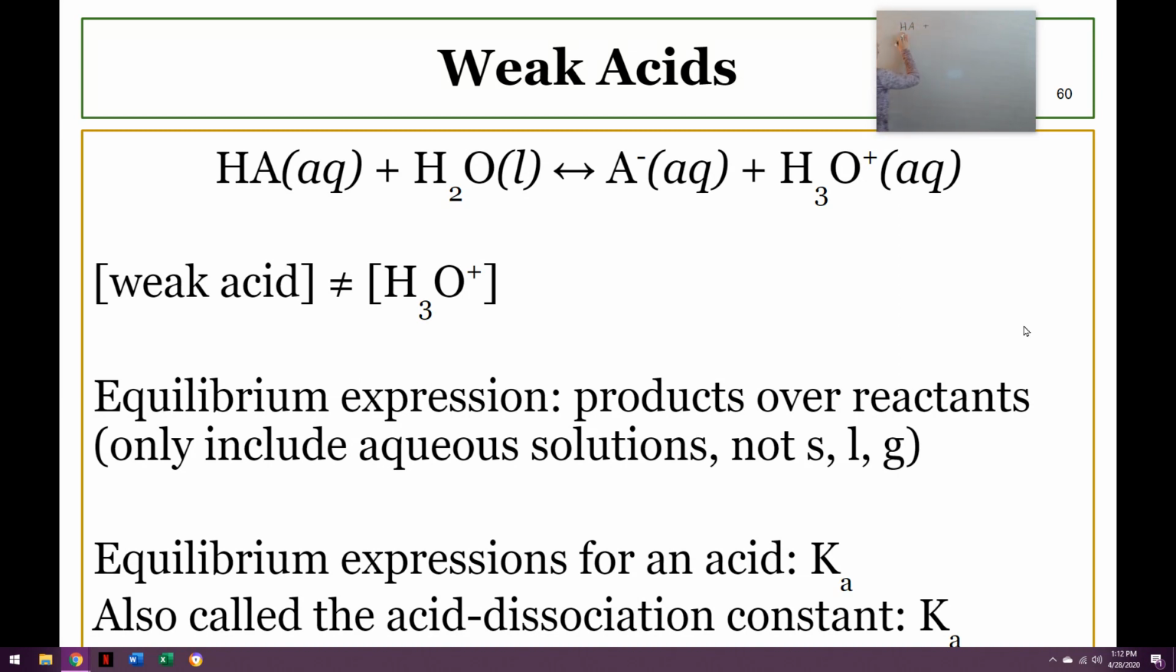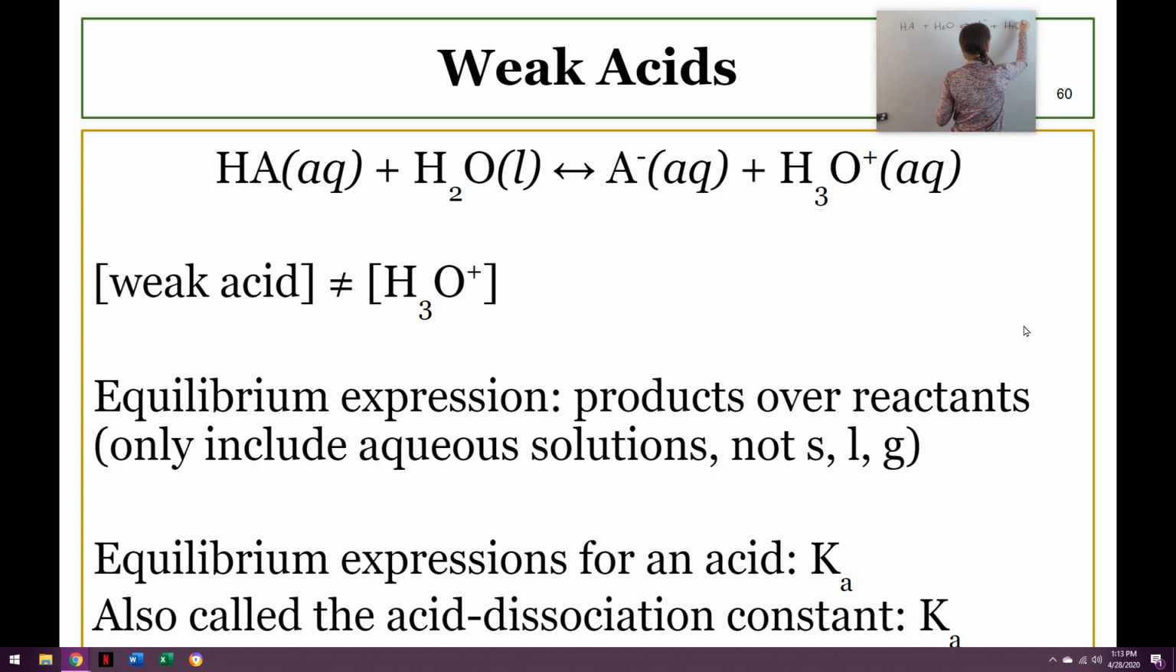We have HA, where H is your hydrogen and A is representing any anion, whether it's a single element anion, like in your first couple of columns on the periodic table, or it's a polyatomic anion from your polyatomic ion list. And water, double arrow, turns into A minus, and that's because a weak acid still has the definition of an acid. It still donates or gives up or produces a hydrogen. So the hydrogen leaves the acid and joins the water.